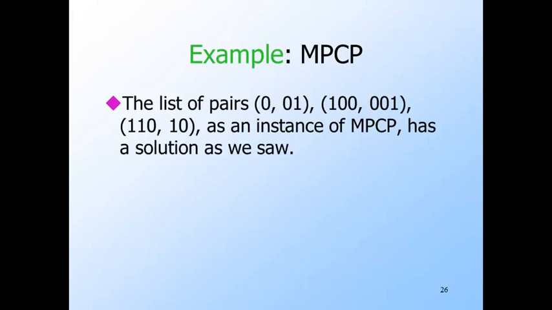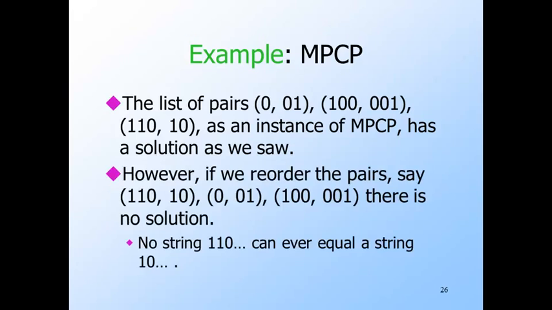Just to get the distinction between PCP and MPCP clearer, observe that if we treat the list of 3 pairs from our previous example of PCP as an instance of MPCP, then the answer is yes. The reason is that there is a sequence of indexes beginning with 1, say 1, 3, that produces equal strings from the first and second components of the pairs. But we can reorder the pairs, say by putting 110 and 10 first. As an instance of PCP, order of pairs doesn't matter. There is still a solution. But as an instance of MPCP, there is now no solution.